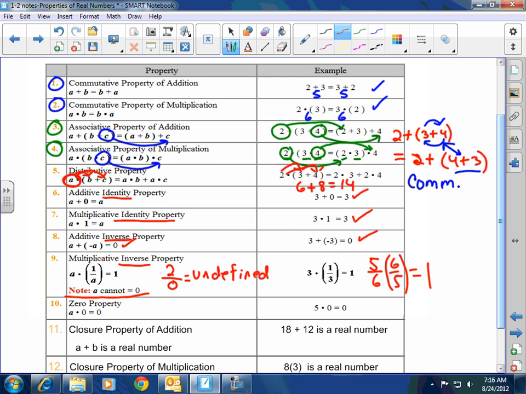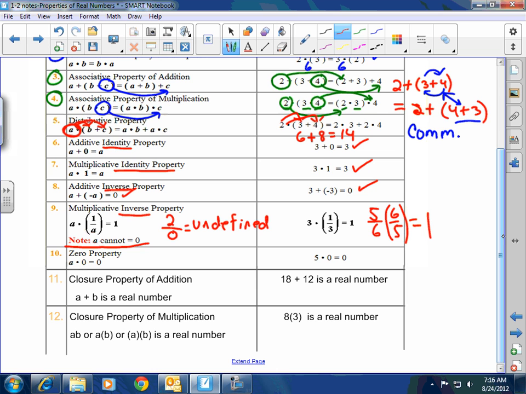The zero property of multiplication basically states that anything times 0 is 0. A times 0 is 0. 5 times 0 is 0. Anything times 0 is 0.